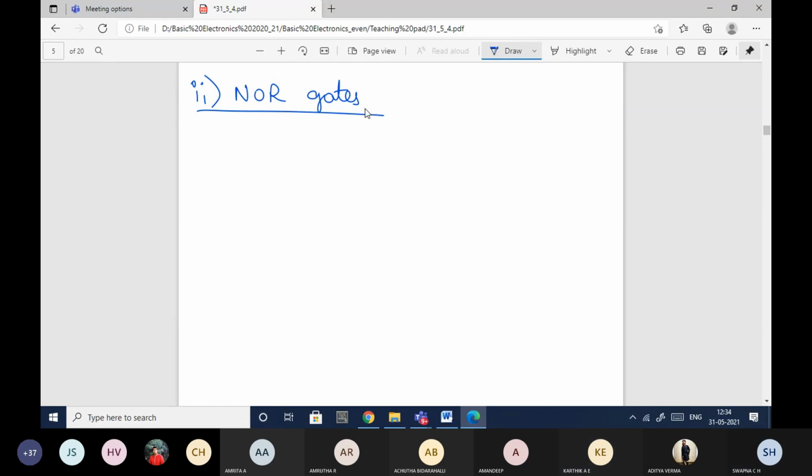Plus and whole bar. Plus and whole bar should be there. Okay, so let me draw the NOR gate. This is my NOR gate, with inputs A, B. You should have A plus B whole bar form.